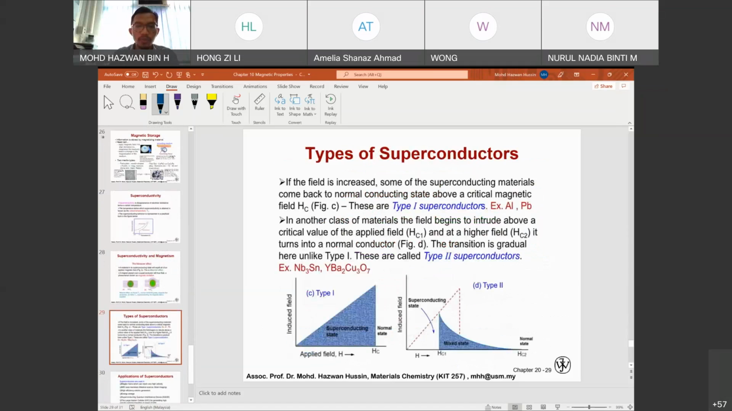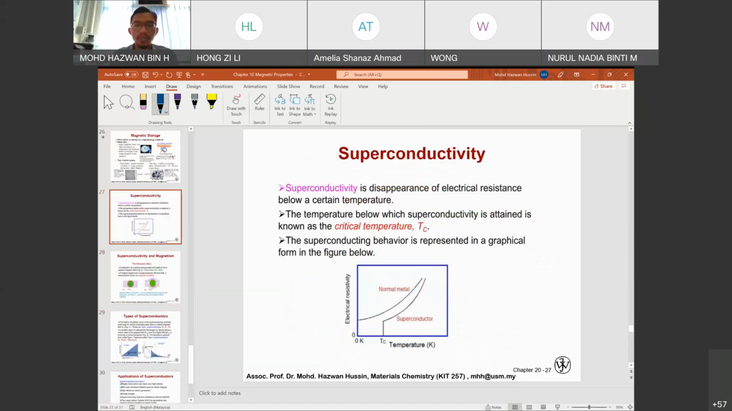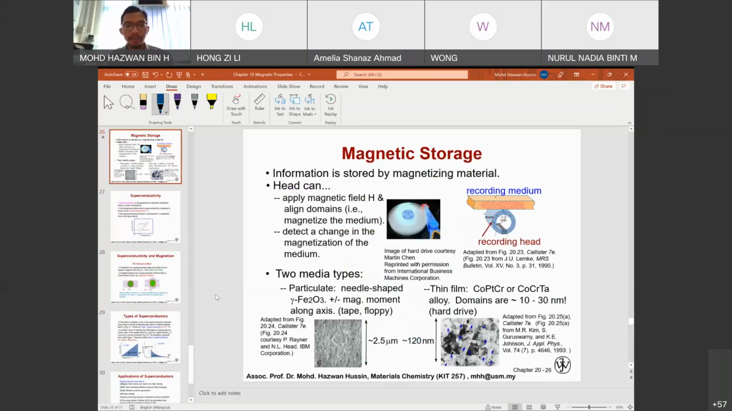For superconductivity, we can continue in our next lecture. In my offline lecture tomorrow, I'm going to cover superconductivity before moving on to the next chapter on thermal properties, and after that we'll finish with magnetic properties. Before I end the lecture for today, are there any questions so far? Anything?